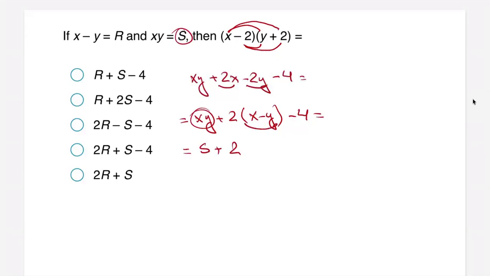X minus y is equal r minus 4. So it's s, where do I find this? S plus 2r minus 4. Easy? Just distribute. Basic algebra. Then put in evidence. Is that okay? Can I go?